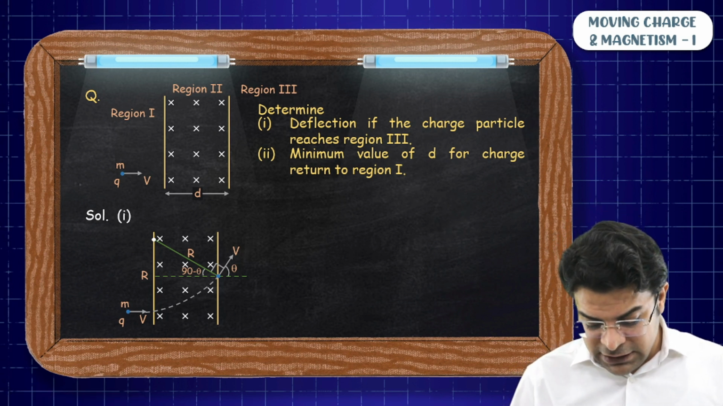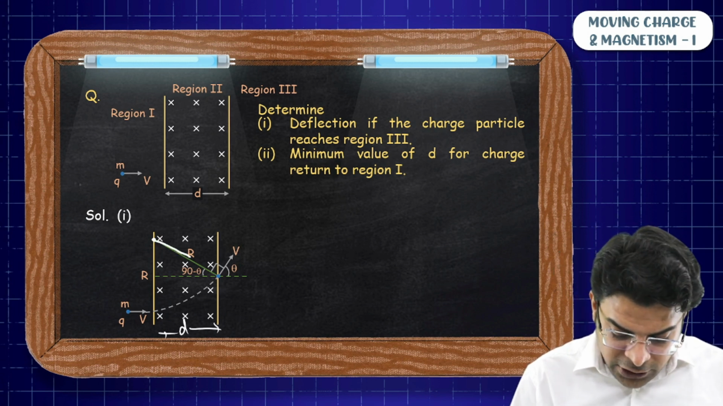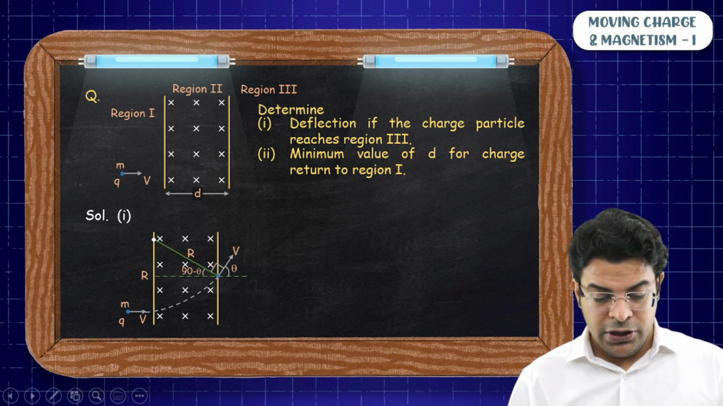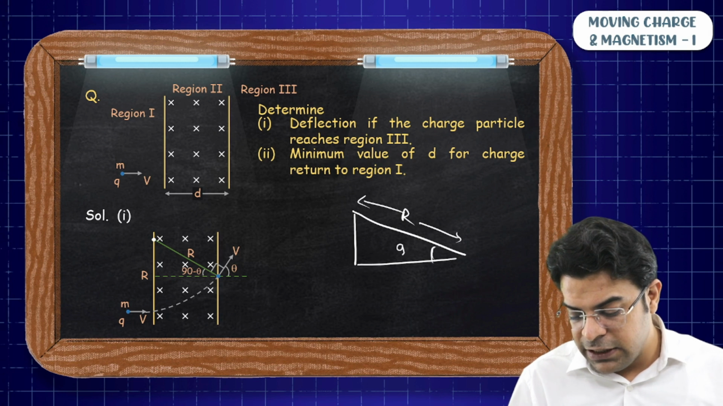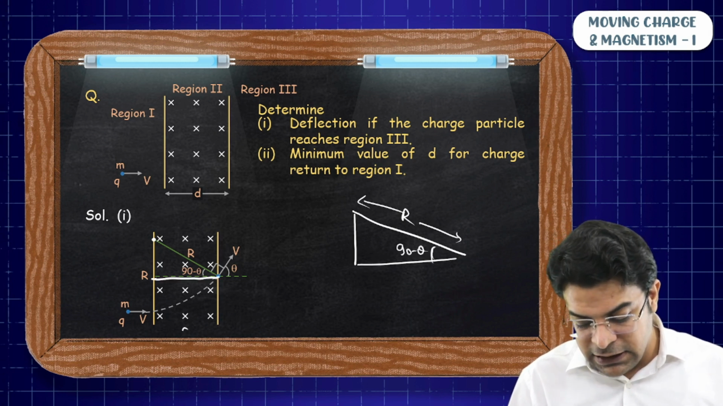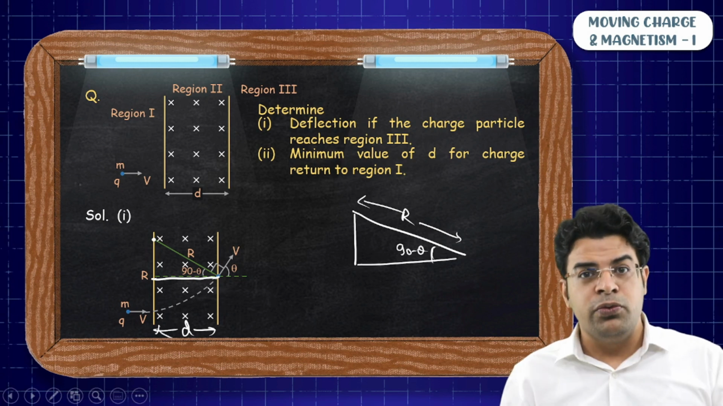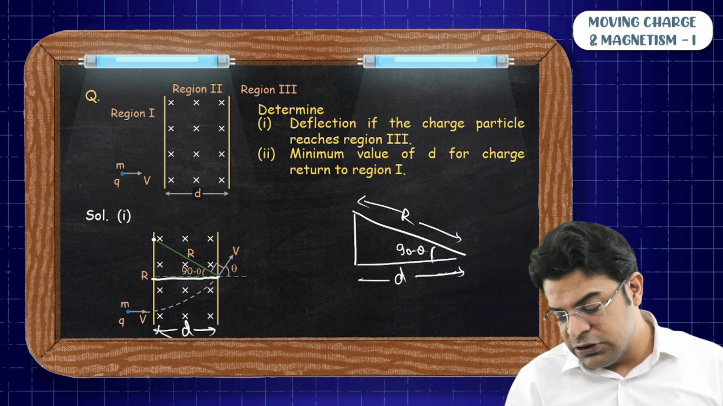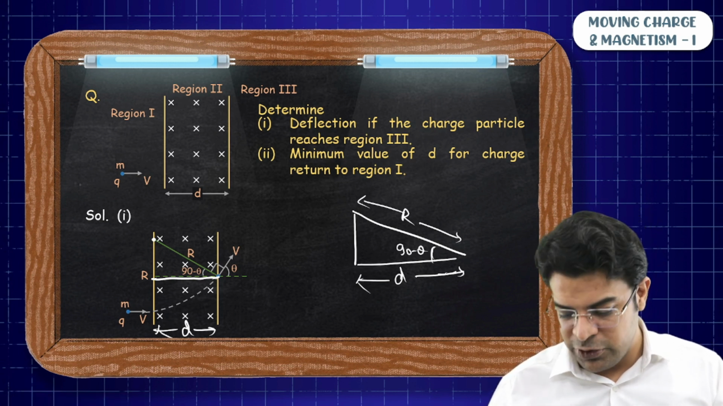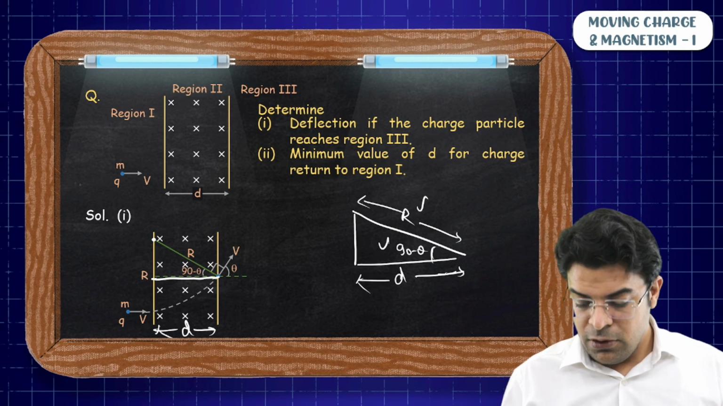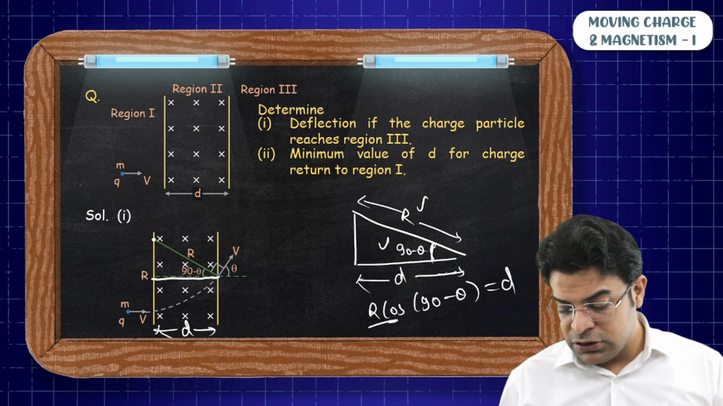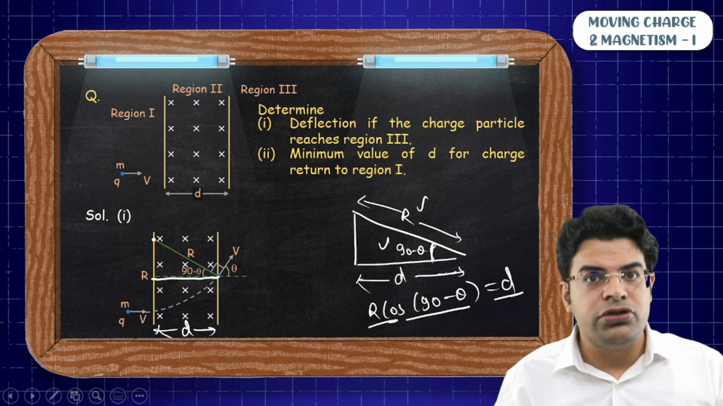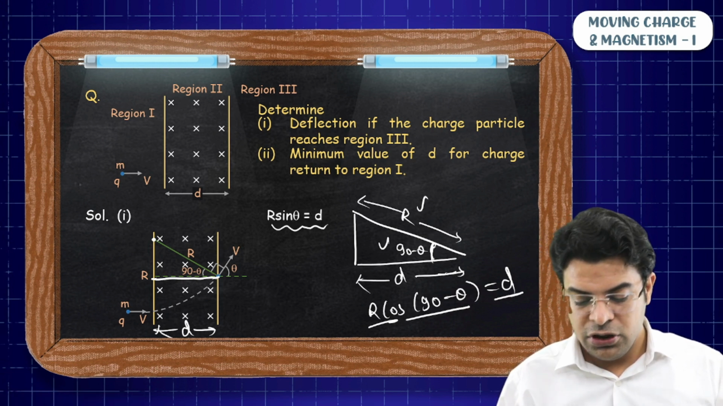Now how to find this theta? Quite easy. This length is d. If I look into this right angle triangle I have just marked, the hypotenuse has a length r, this angle is 90 minus theta, and this base length is nothing but the thickness of region 2, which is d. Now, can you tell me, kids, what is the relationship between r, d, and 90 minus theta? You will say r cos(90 minus theta) equals d, and that can also be written as r sin theta equals d. So now game over.